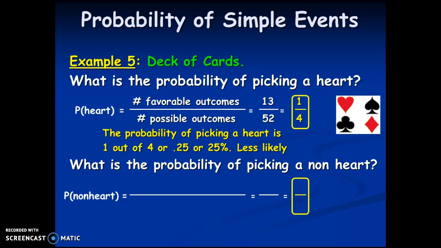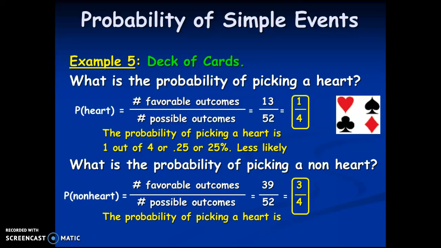What is the probability of picking a non-heart? Well, we have 13 cards in each suit, which means that if hearts has 13, so do the rest of them. So our favorable outcomes is 39. There are 39 cards that are not hearts. There are still 52 cards that are possible outcomes. So our probability of picking a non-heart is 3/4. This is going to be more likely because it is closer to 1.